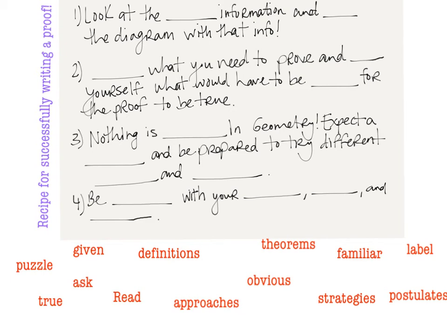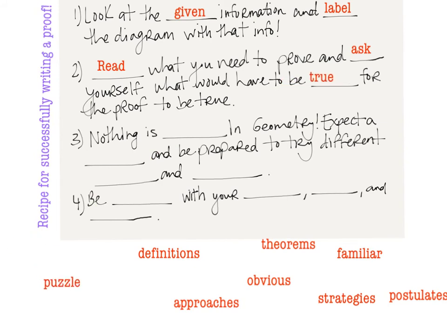Okay, let's read through these one by one. Number 1, look at the given information and label the diagram with that information. That's the first advice I give you. Always look at the given information and label that diagram. Number 2, I want you to read what you need to prove, and then this is important. You need to ask yourself what would have to be true, not puzzle, what would have to be true for the proof to be true? So in order, what steps or what would you need to show in order to say that this is true?